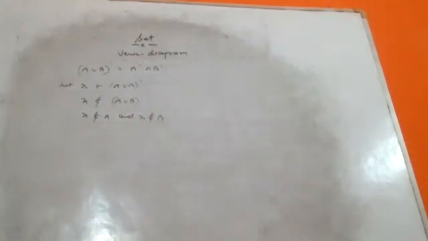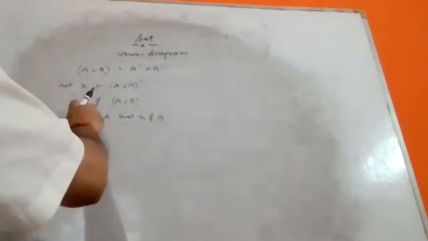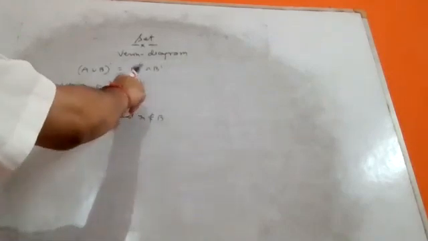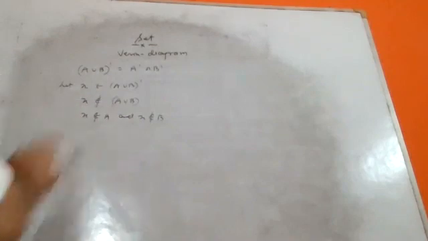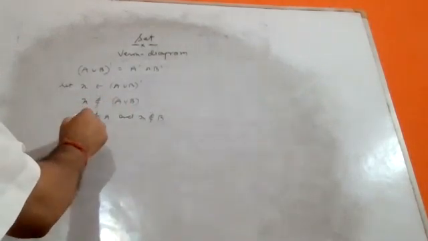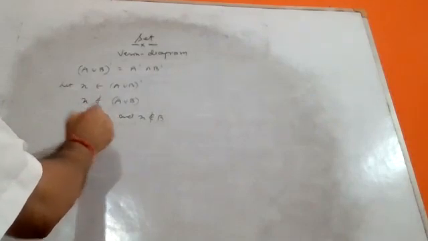Why should you write "and" here? Because here is the negative impression of this one. Negative impression means dash, or complement. So that's why you change "or" into "and", and "and" into "or". Right? So you write: X does not belong to A and X does not belong to B.